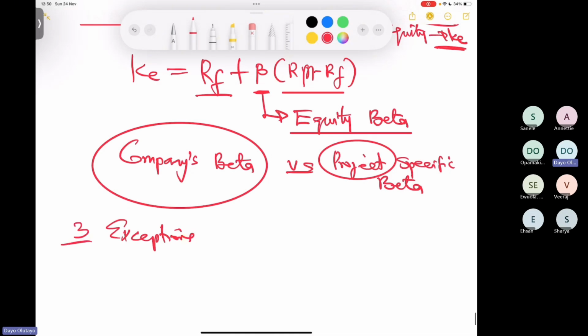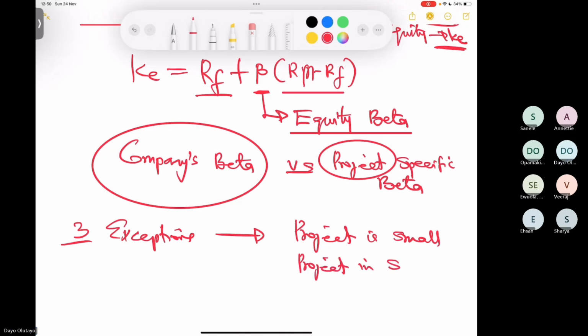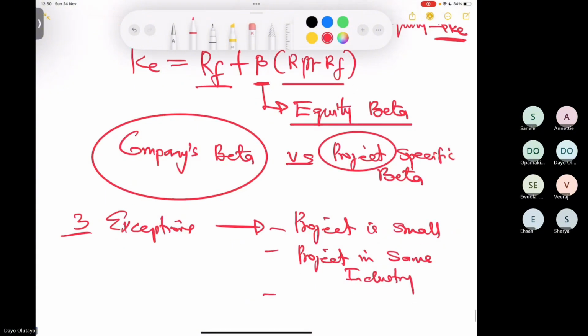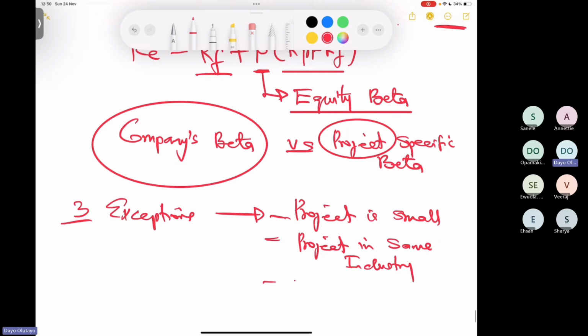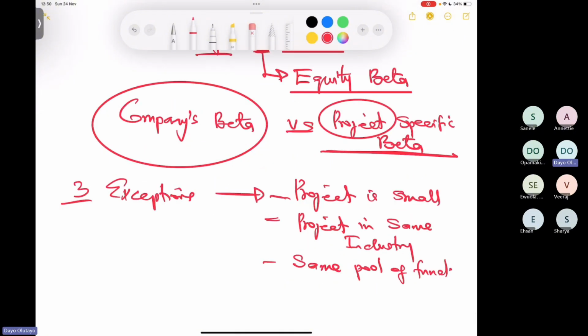Three exceptions, I think. Number one is if the project is very small, yes, you can adopt the company's beta. If the project is in the same industry, then you can adopt the company's beta. Or if the same pool of fund will be used to finance the project, then you can use the company's beta. If not, you must always use the project beta.